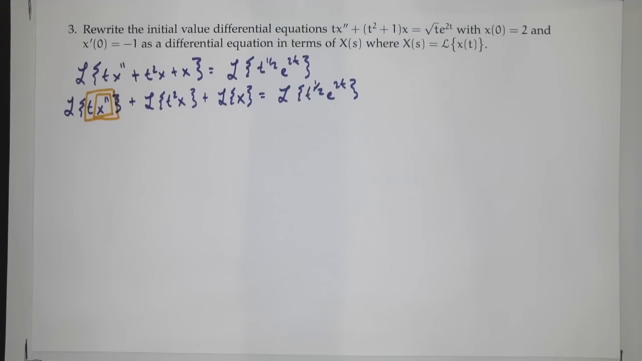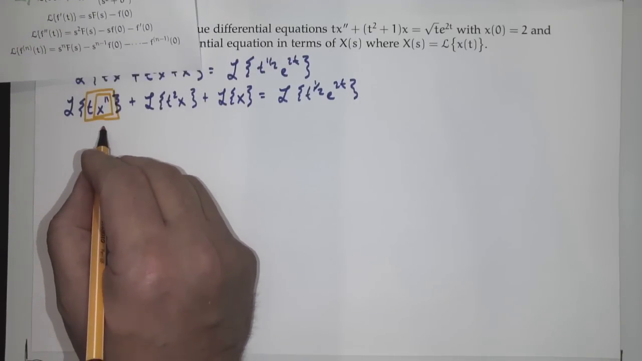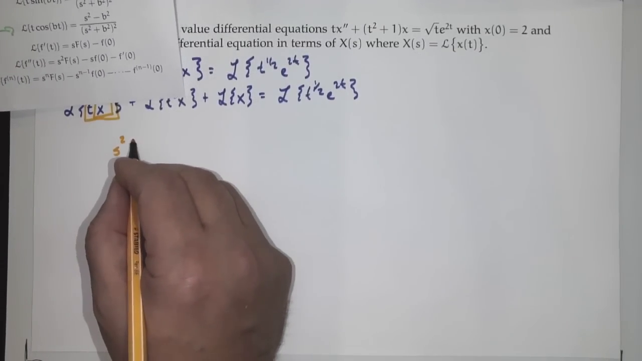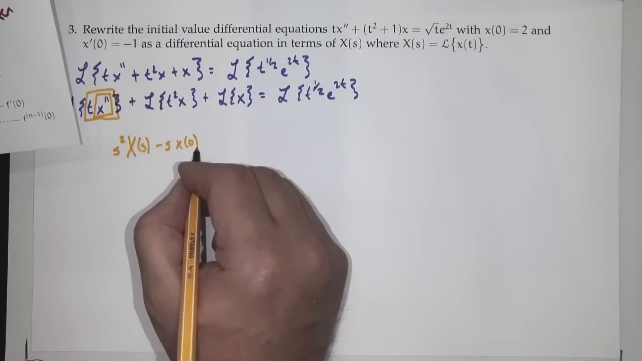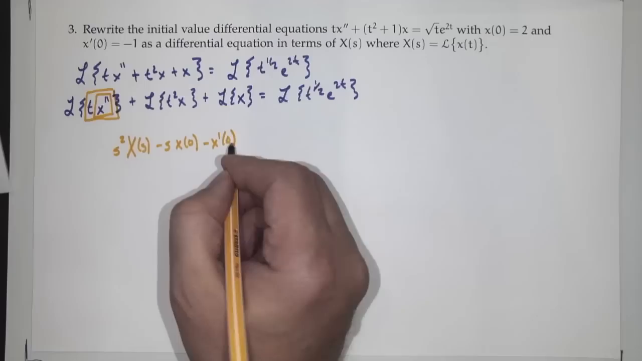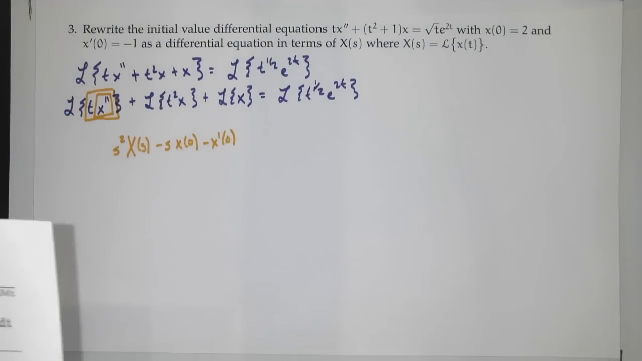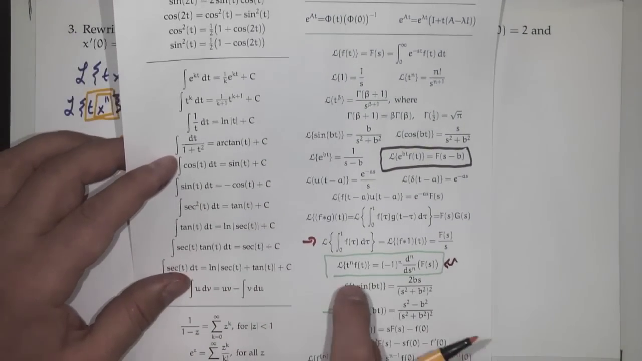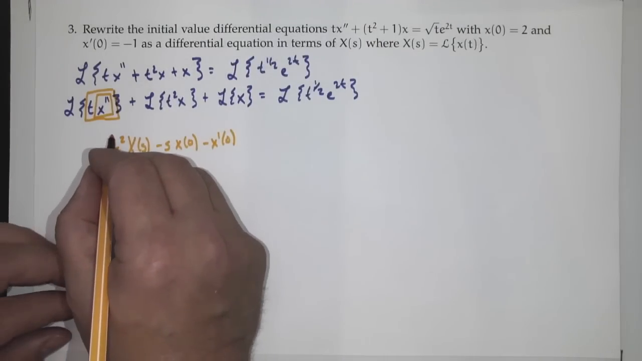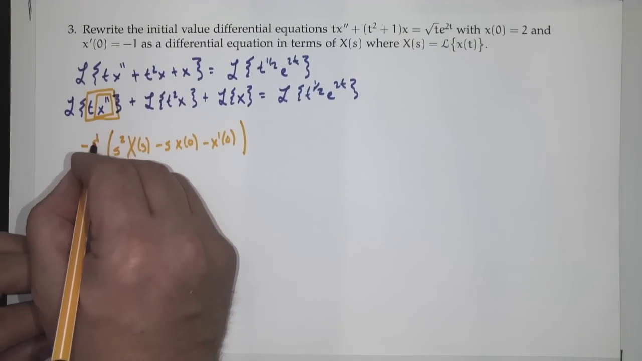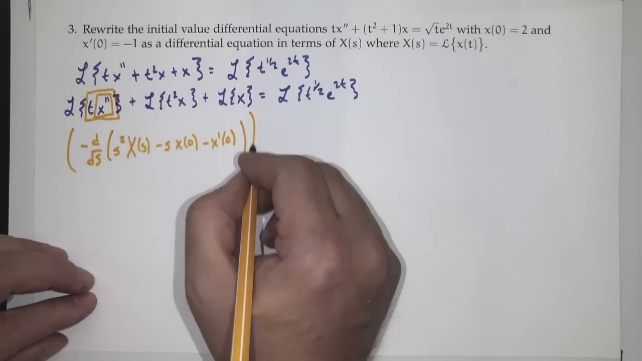So let's start with the x double prime. So the x double prime would be s squared capital X of s minus s times x of 0 minus x prime of 0. Okay, so that's the x double prime. What does the times by t do? Times by t says take derivative. So we want minus this derivative. Okay, that's the first piece.